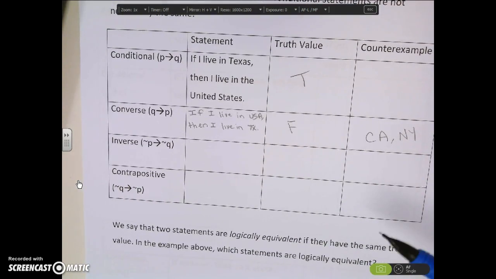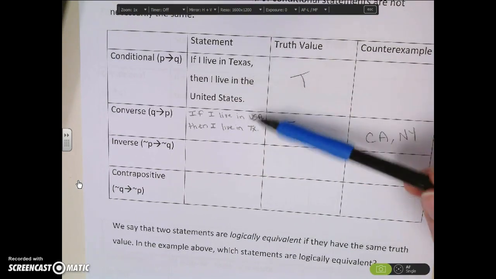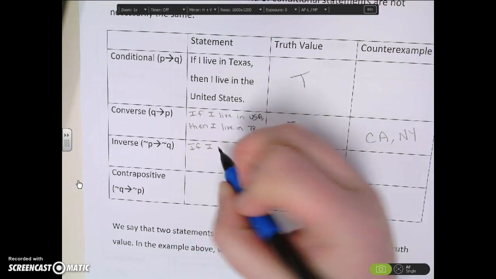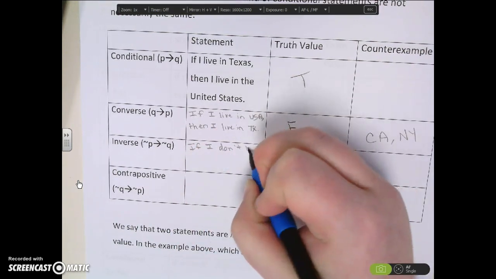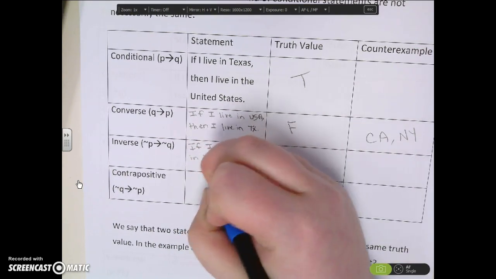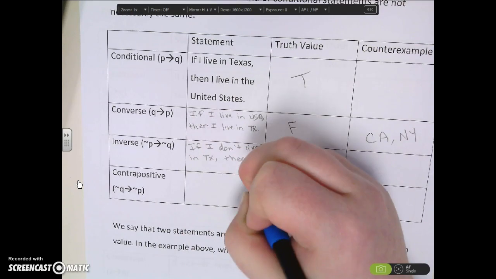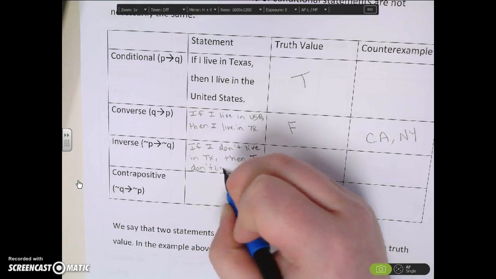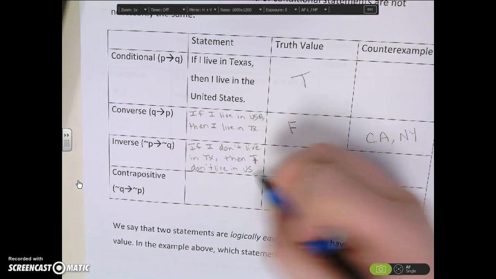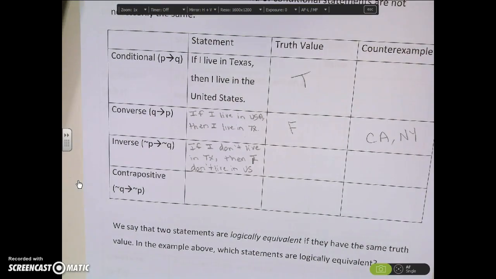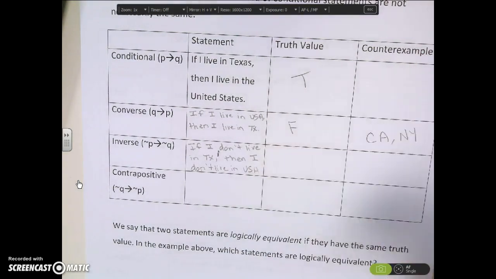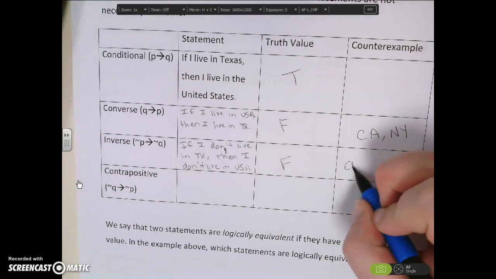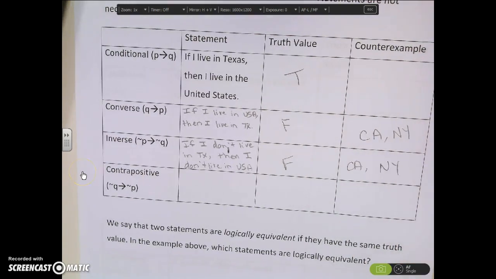Now, the inverse statement, we take the original and we negate hypothesis and conclusion. If I don't live in Texas, then I don't live in the US. Well, again, that one's also clearly false. And we could use the exact same counterexamples again, right?